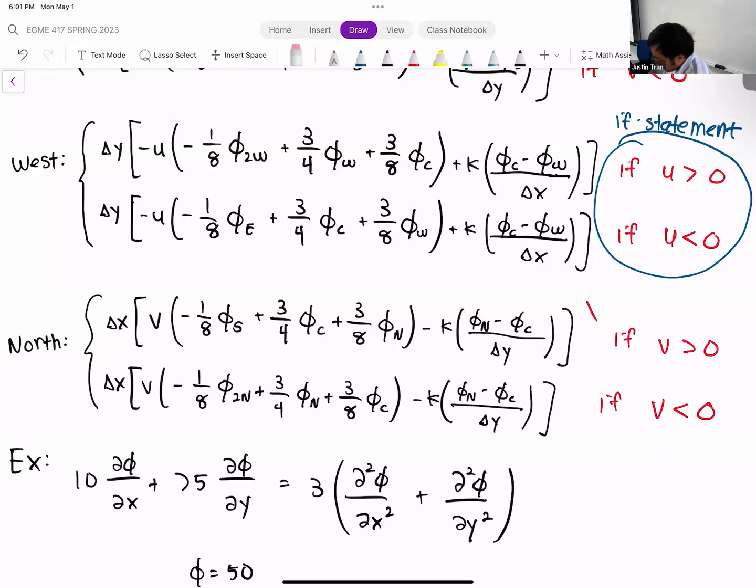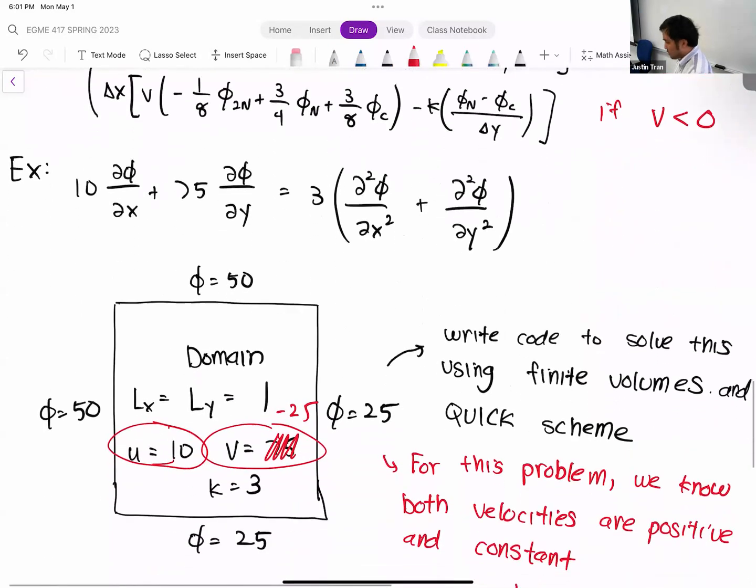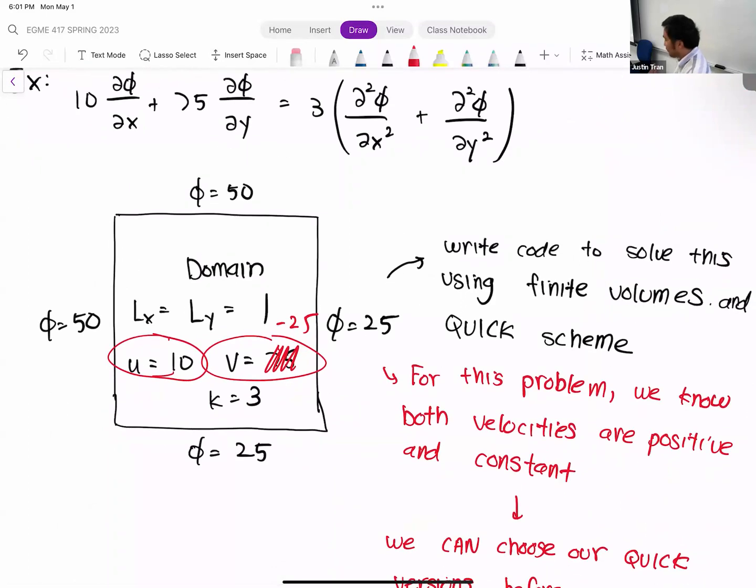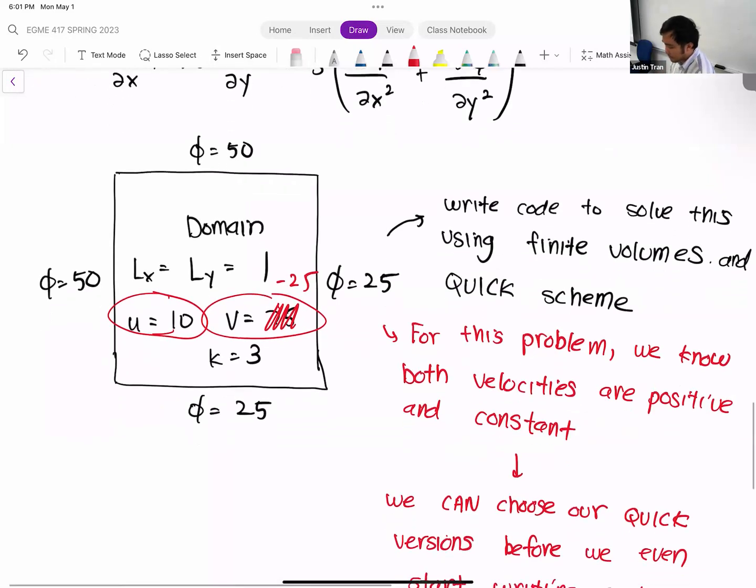So what I'm going to do when presenting this code to you is show you a code that'll work no matter which direction the velocity is going to go, because we're going to check. We're going to tell the program to check before you assign any coefficients. Let's check and see which direction the velocity is going, and then we'll choose the coefficients that way.